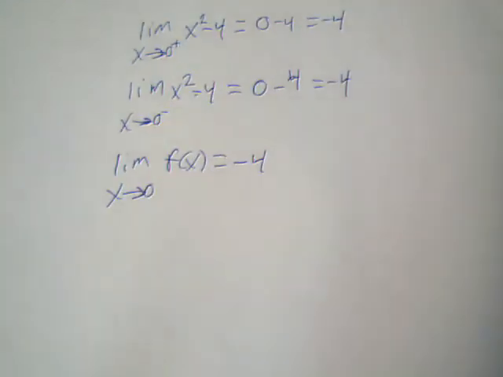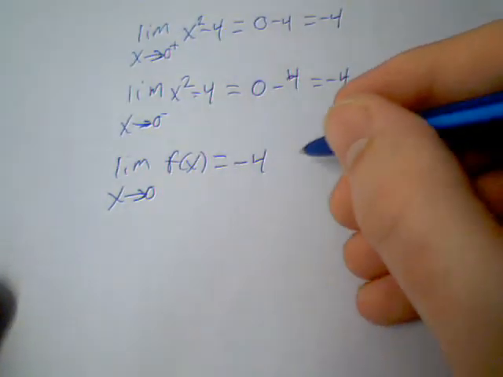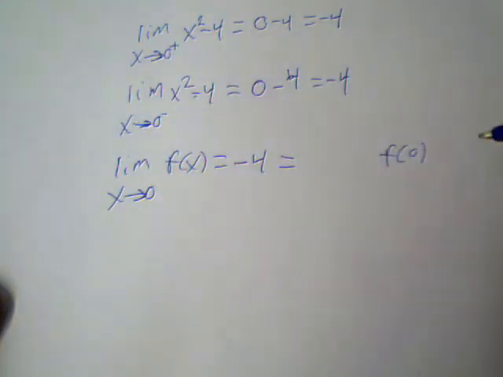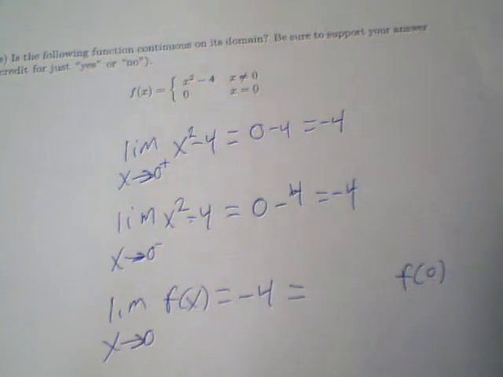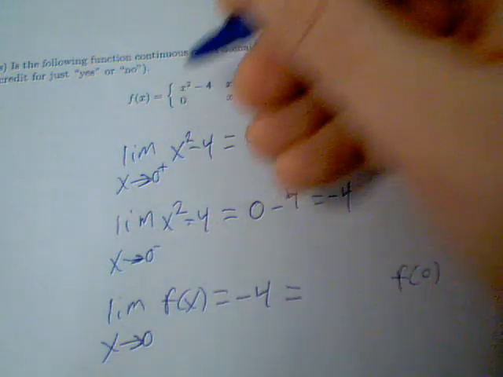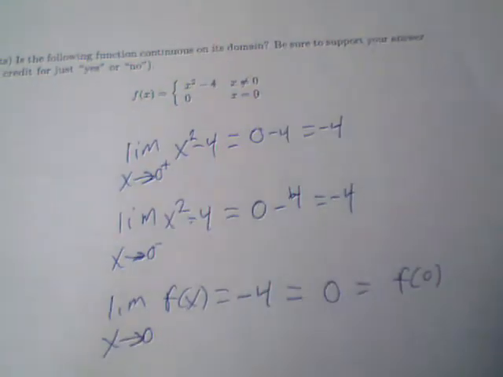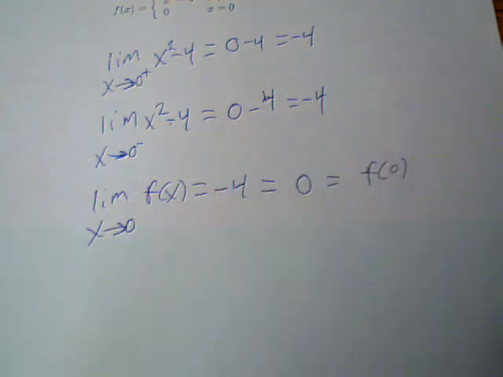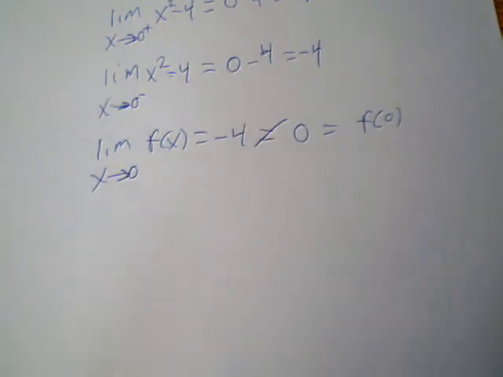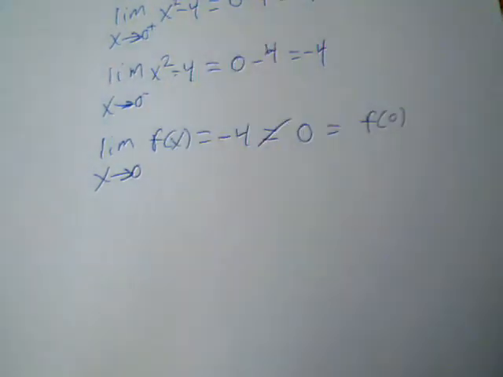But recall that definition of continuity had two parts. The limit has to exist, and also it has to be equal to the function at that point. So I need to check, is this equal to whatever f of 0 is? Well, f of 0 up here is defined. I've got x equals 0, so I've got this function. Well, it's just going to be 0. Okay. Well, is -4 equal to 0? I'm hoping you're saying no. So that means that the function at 0 is not equal to the limit as x approaches 0.